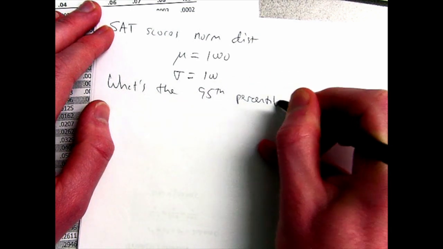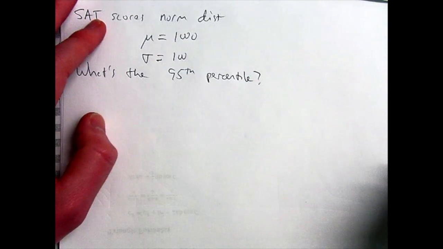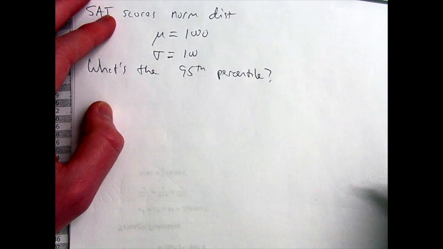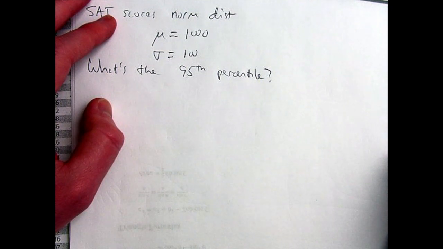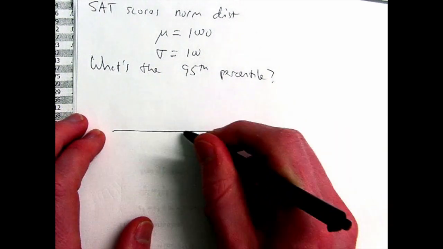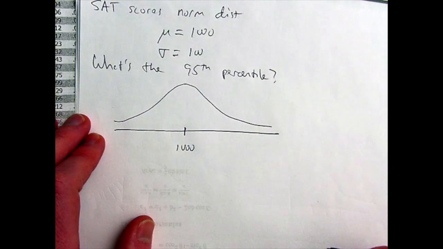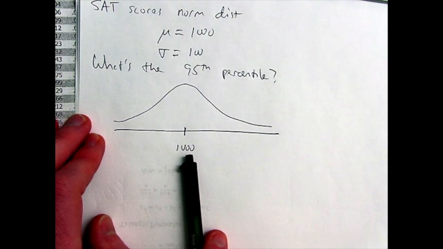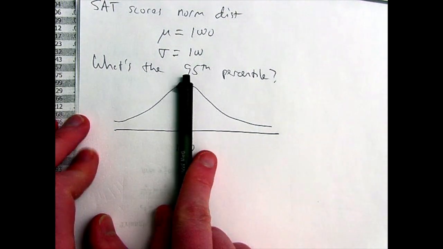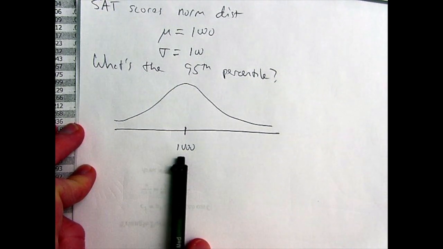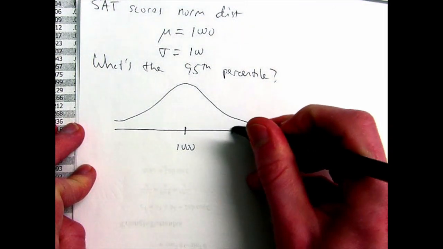What's the 95th percentile? What does that mean? The 95th percentile is the score such that it's better than 95% of the other scores. So getting the 95th percentile means you scored better than 95% of the people. So here's the idea. Here's our distribution. It's centered at 1,000, maybe it looks like this. Obviously 1,000 being the mean is better than exactly 50% of the other scores, so this would be the 50th percentile.